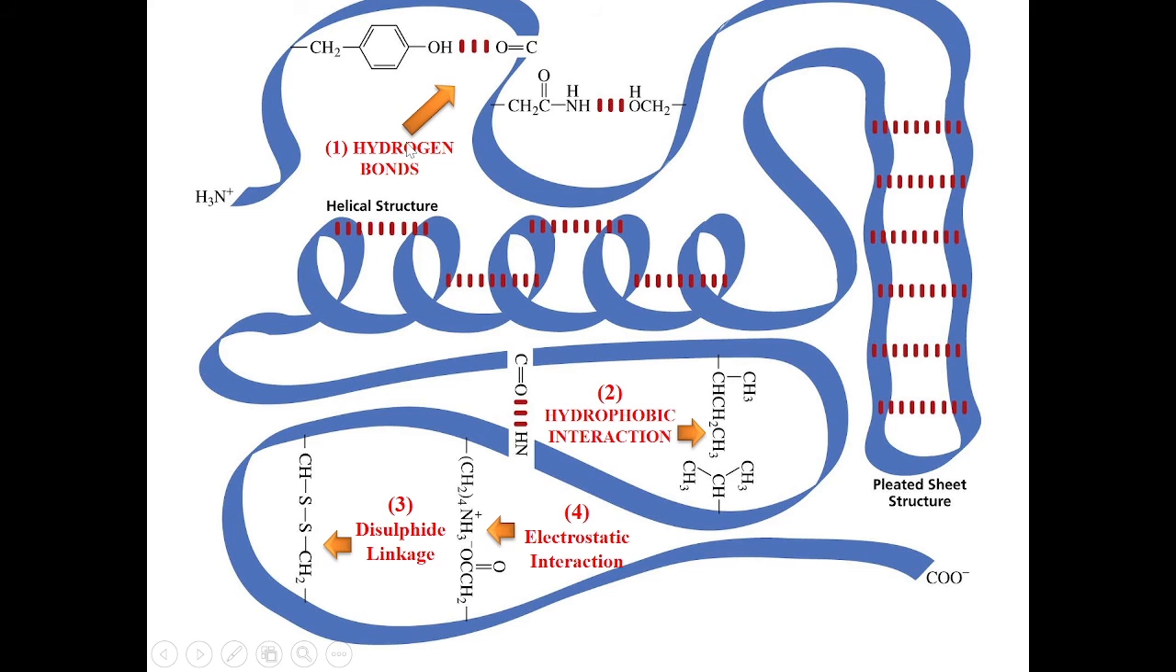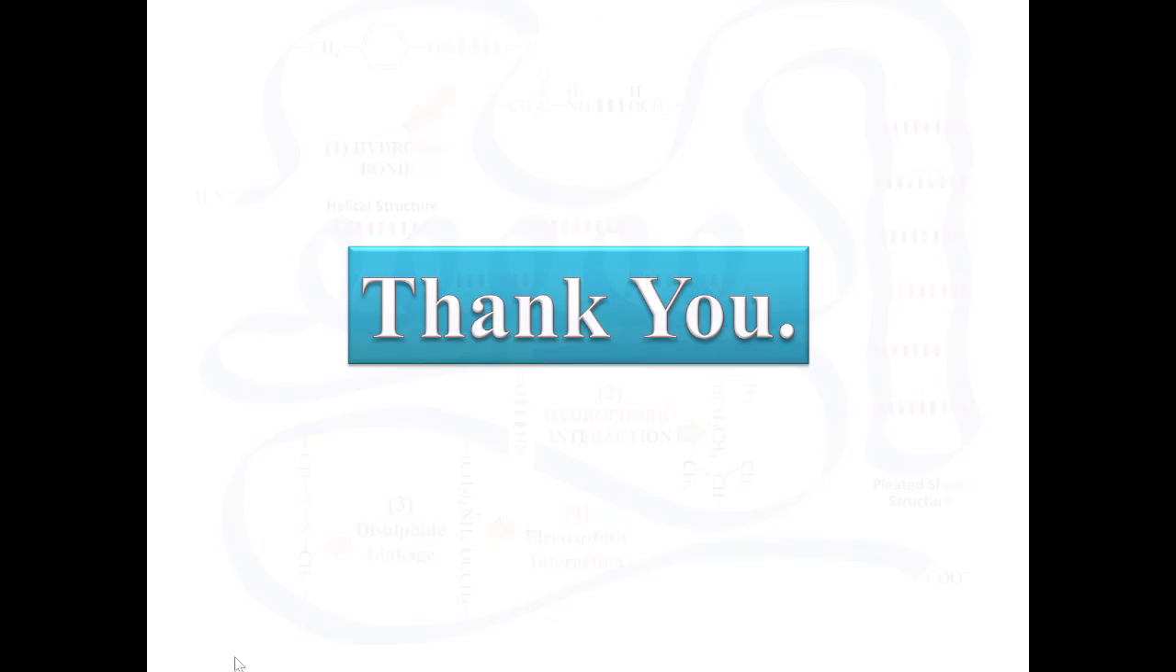Now, as you can see here, this is the hydrogen bond between the phenylalanine and this carboxylic group. Then there is this hydrogen bond again between these two groups. There are hydrophobic interactions between the hydrophobic side chains of amino acids. There is a disulfide linkage between the two cysteine residues, and electrostatic interactions between the charged amino acids, one a basic amino acid and another an acidic amino acid.